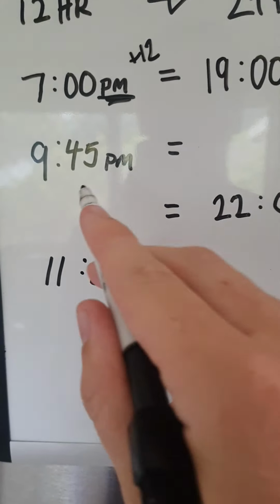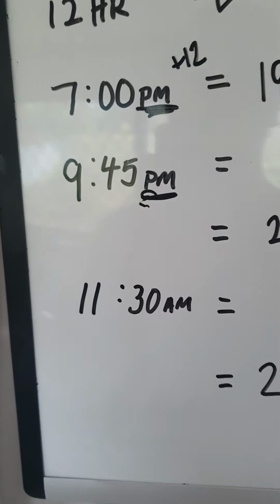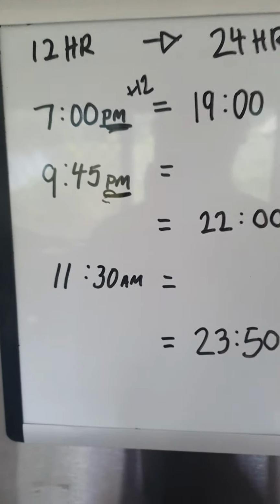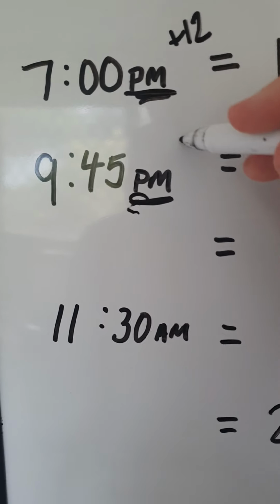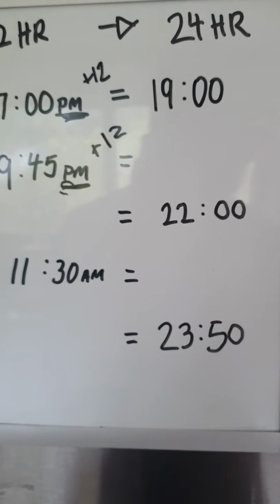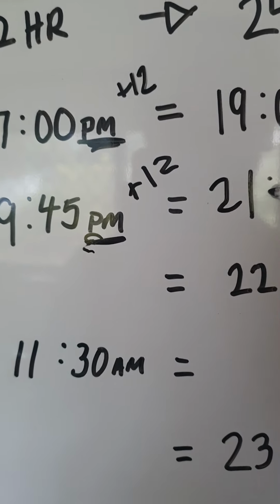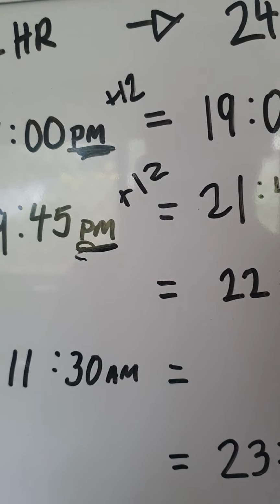All right, so 9:45 p.m. So we have our prime PM. What are we going to do here? Exactly, we're going to add 12. So that becomes 21:45. Great work, guys. Love the work.